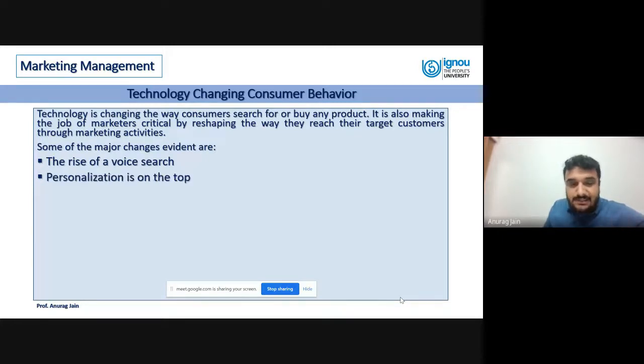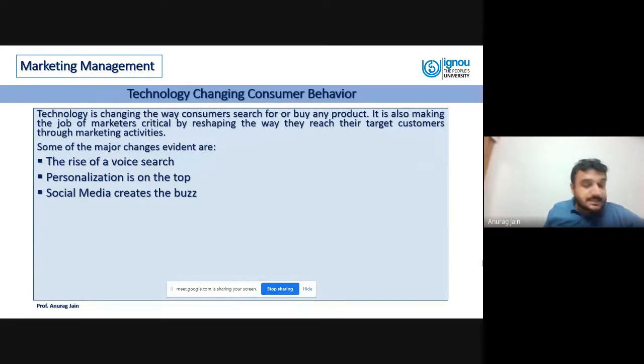The rise of voice search is there. We are seeing all across that people have started using voice search whenever they are searching for any product or service, even on Amazon, Flipkart, or any other e-commerce platform. Personalization is very much on top, and nowadays you can get any product or service personalized. Definitely you have to pay some extra cost and incur some more energy, but personalization is very much possible.